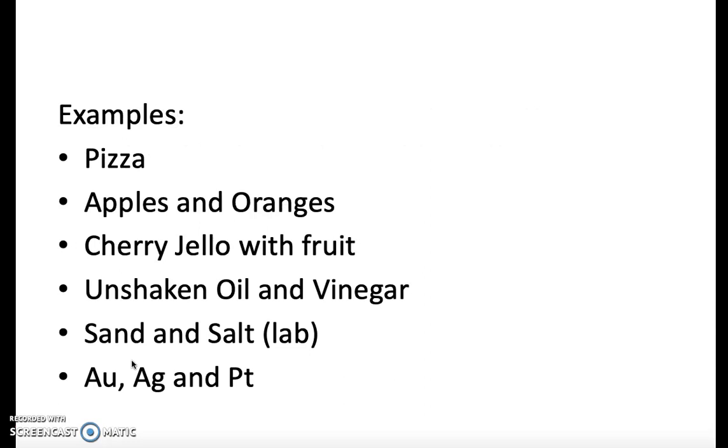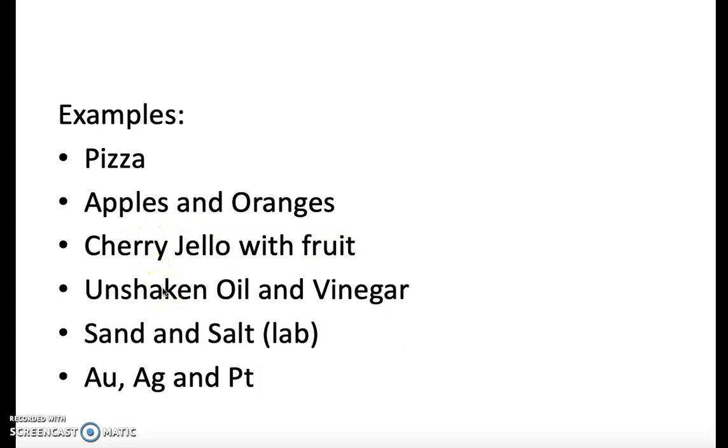Some examples of heterogeneous mixtures include the following. Pizza, you have your cheese, your sauce, your dough. Apples and oranges, basic mixture. You can get the apples and the oranges. You can clearly see the differentiation between the two, and you can separate them. Cherry jello and fruit. Okay, you see fruit floating in the jello. Perfect. That's a heterogeneous mixture.